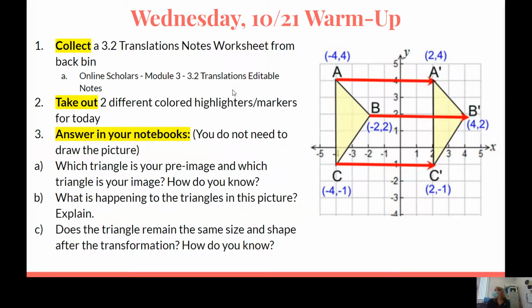All right, letter B. What is happening to the triangles in this picture? What looks like is going on? Reflected, moved. What does reflected mean, though? It's like a mirror. It's flipped. Are these a mirror image of each other? Like if Miss DeMasso folded it in half, would they all match up? No, they would not match up.